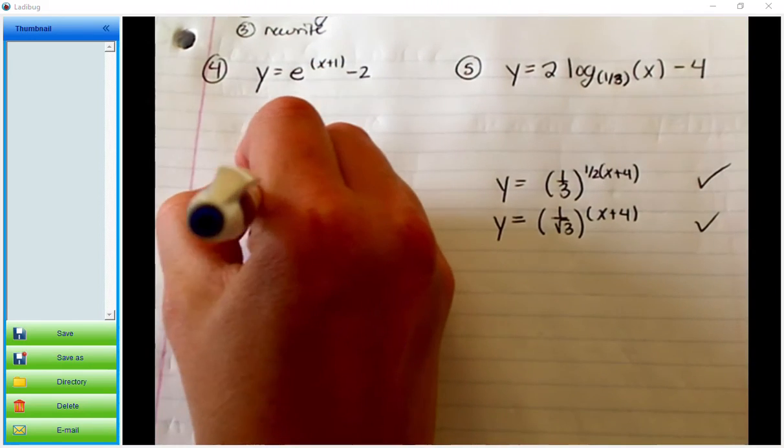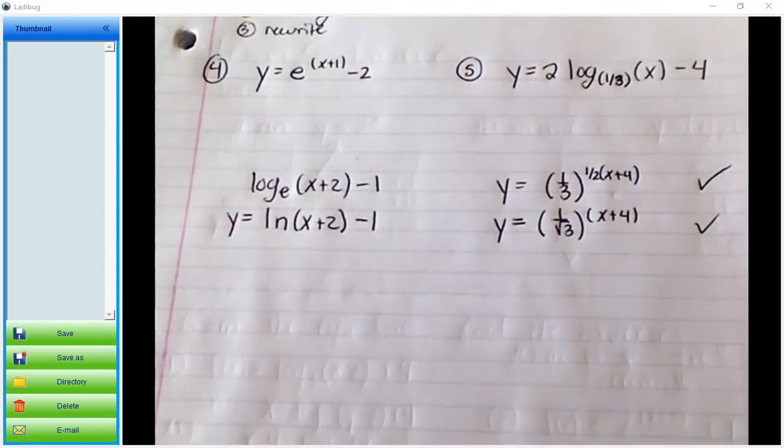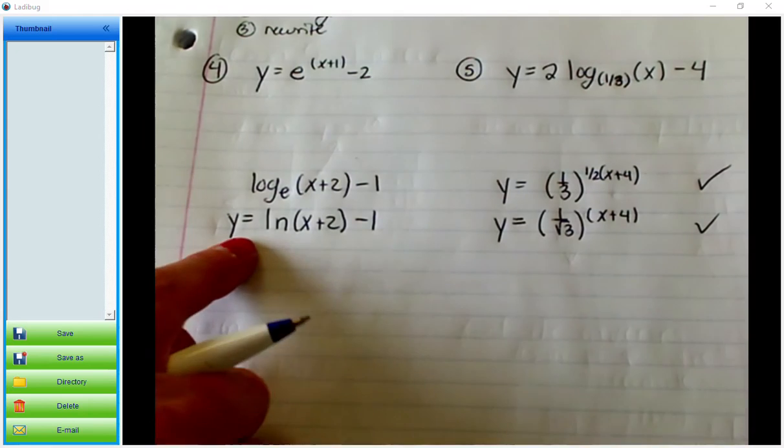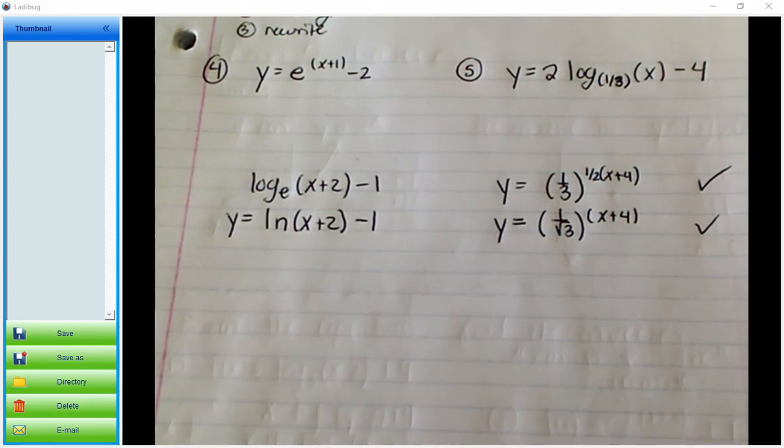This one is also just log base e. Those are both correct, but just don't forget that log of natural base is automatically e.